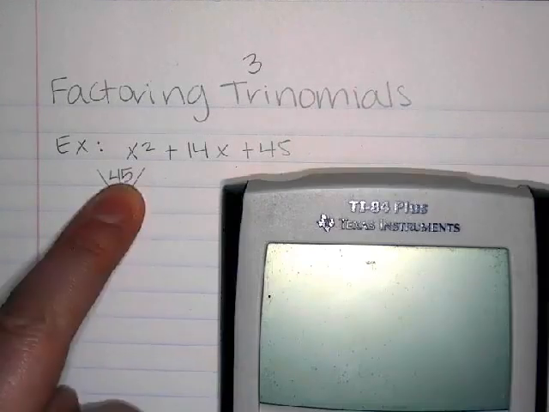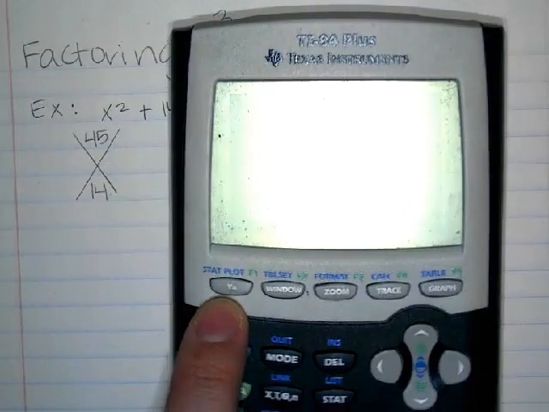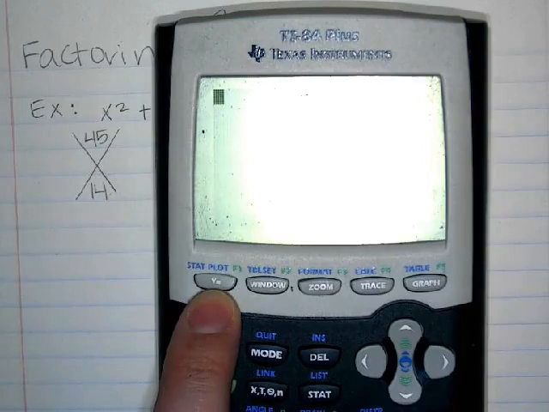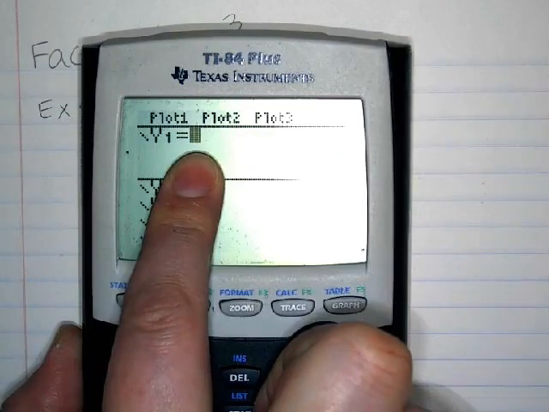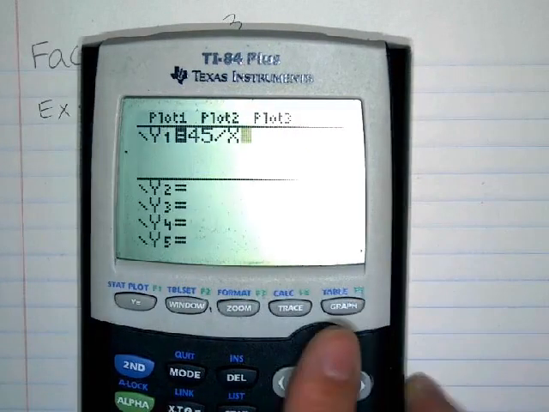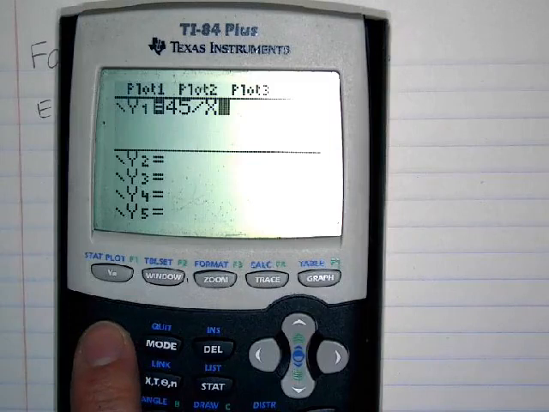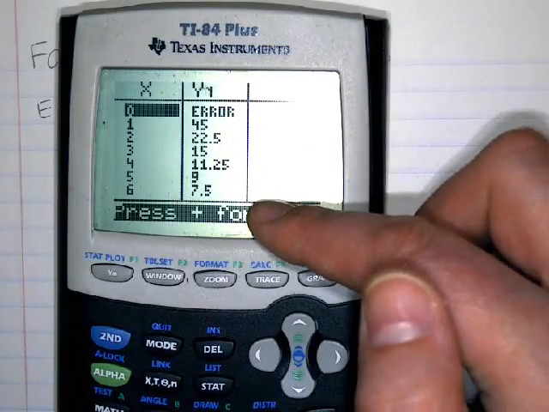All right. Two numbers that multiply to 45, add to 14. Here's how we do it on our calculator. We're going to hit the y equals button right here. And when you're in this screen, if you're looking for numbers that multiply to 45, you're going to hit 45 divided by x. Right? And then from there, you're going to hit second graph. And this right here is going to give you all of your options.